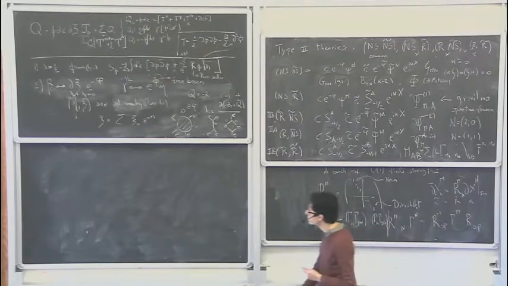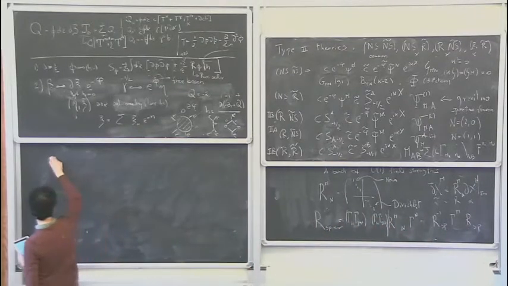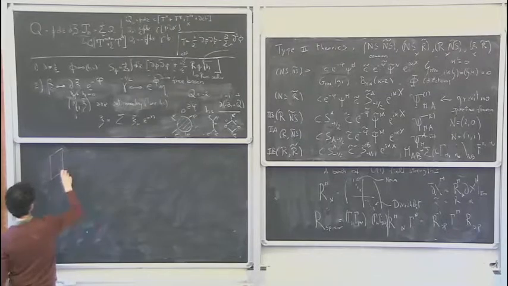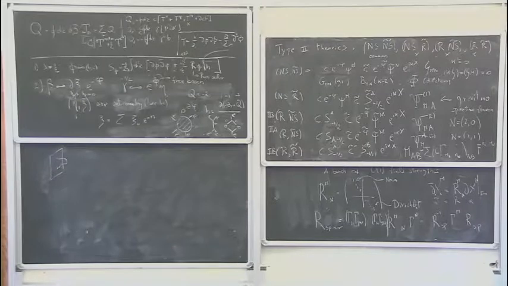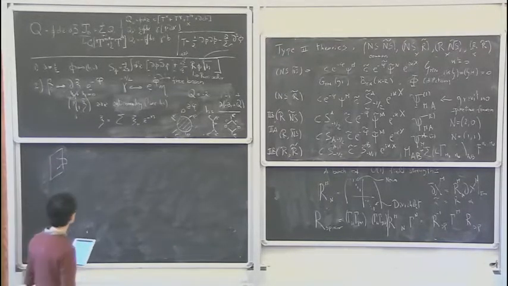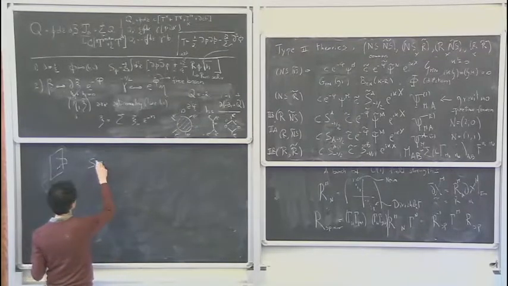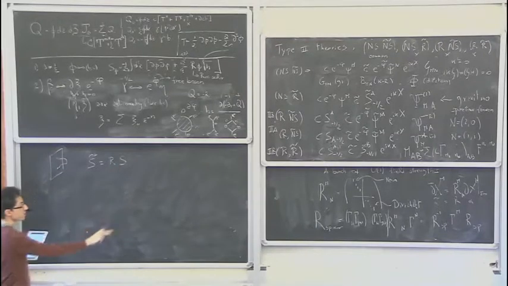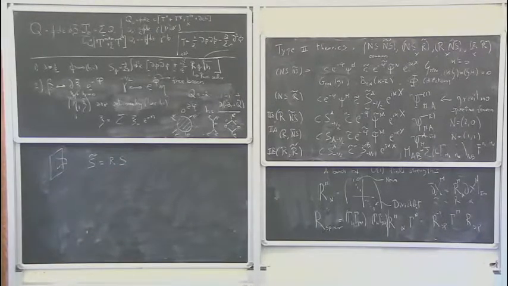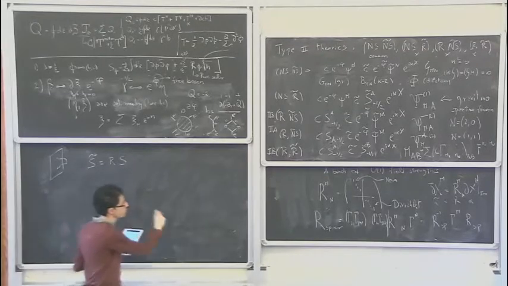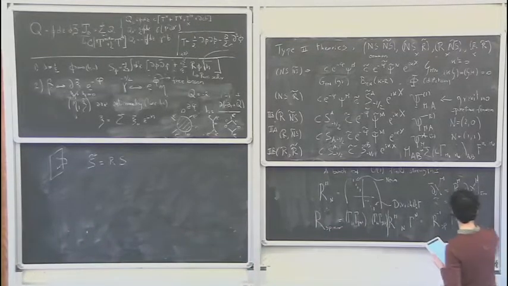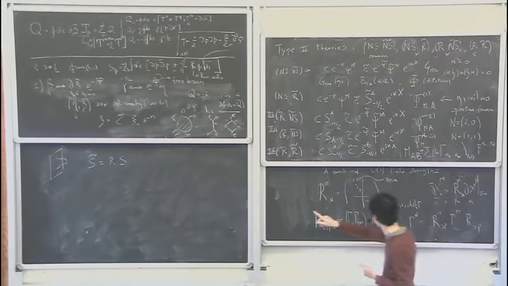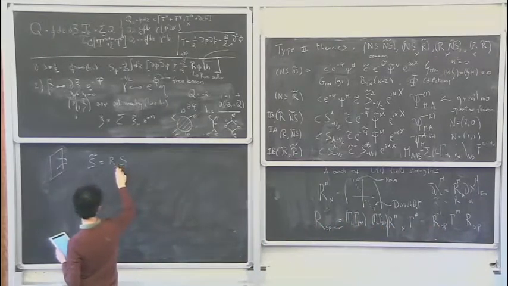And so the description of an open string starting and ending on a D-brane in type 2 theory requires that S tilde is identified with this reflection matrix times S. So this is the spinor version of this. Well, this R is R spinor.